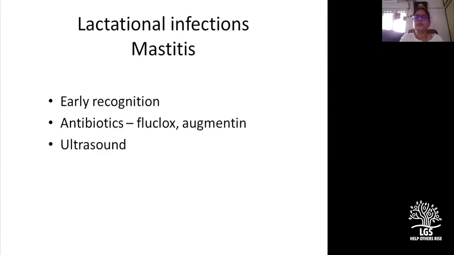So the most common infection here is Staph aureus, and Staph aureus responds very well to flucloxacillin or Augmentin. Flucloxacillin is simpler to use, but some people may not be compliant with it. It has to be taken 4 times a day. If they're not compliant, then it just drags on. So Augmentin is twice a day. It might be easier for the woman to be compliant with.